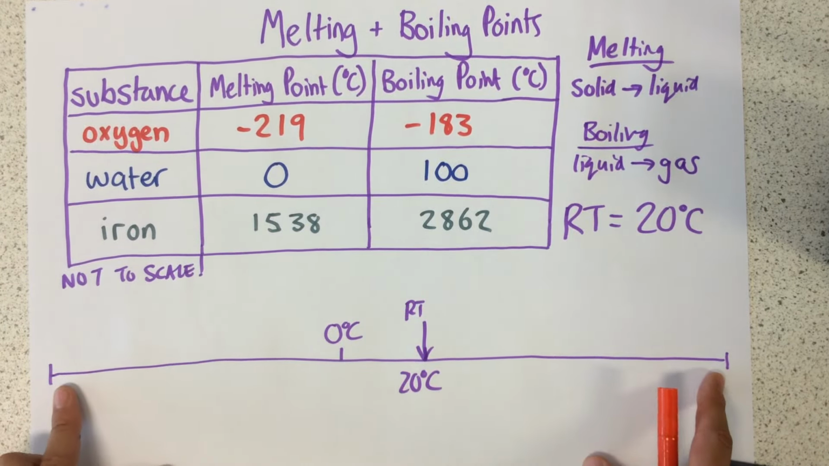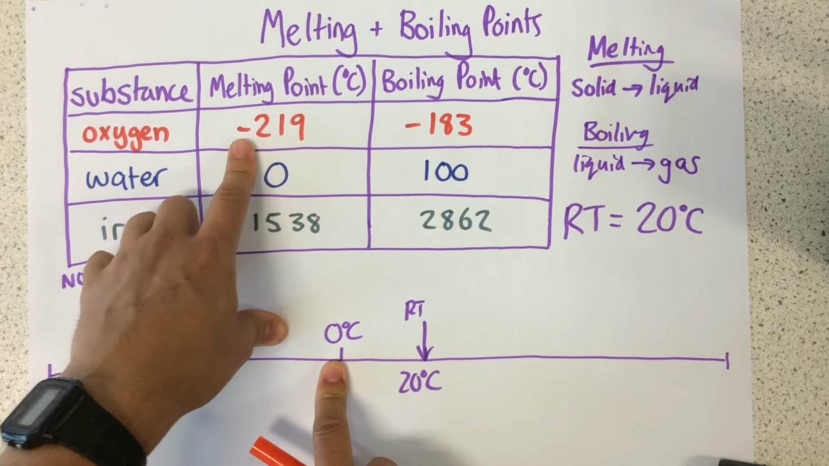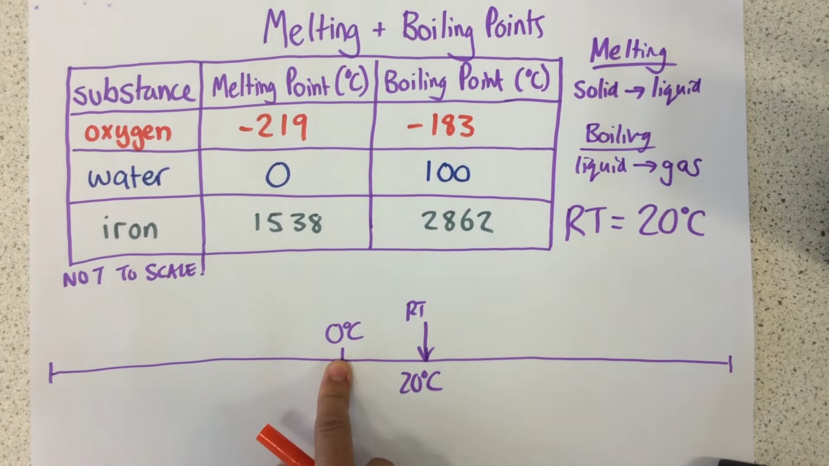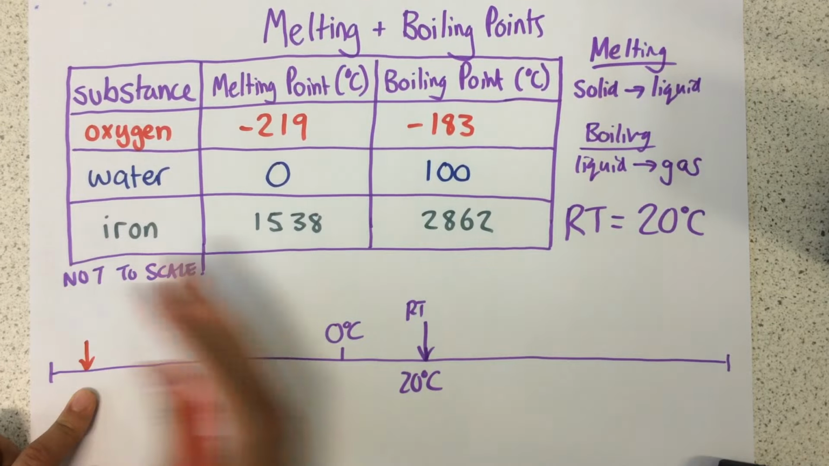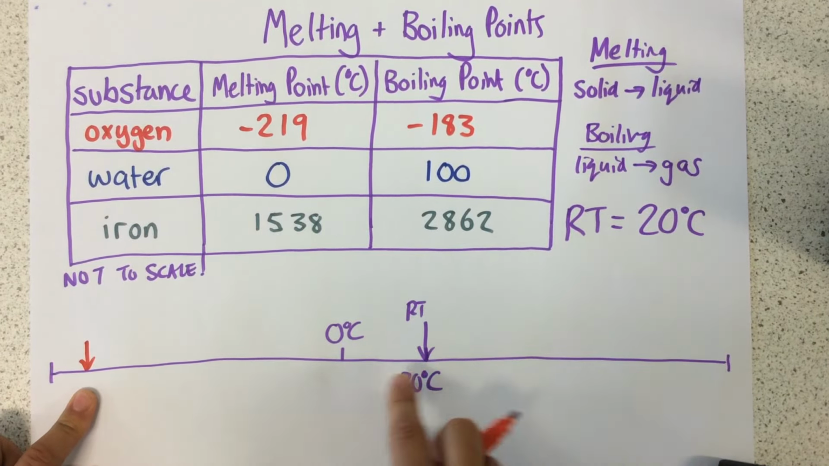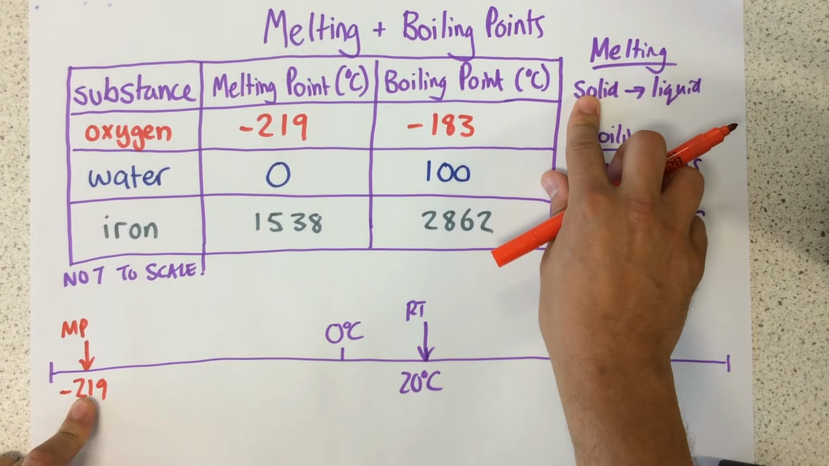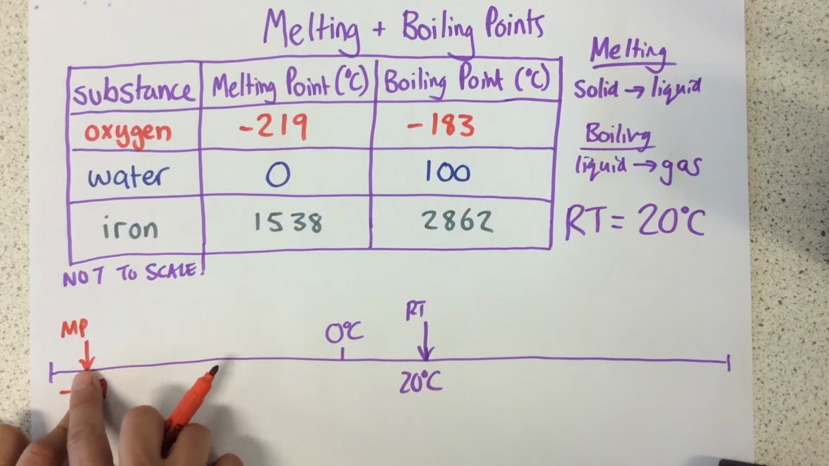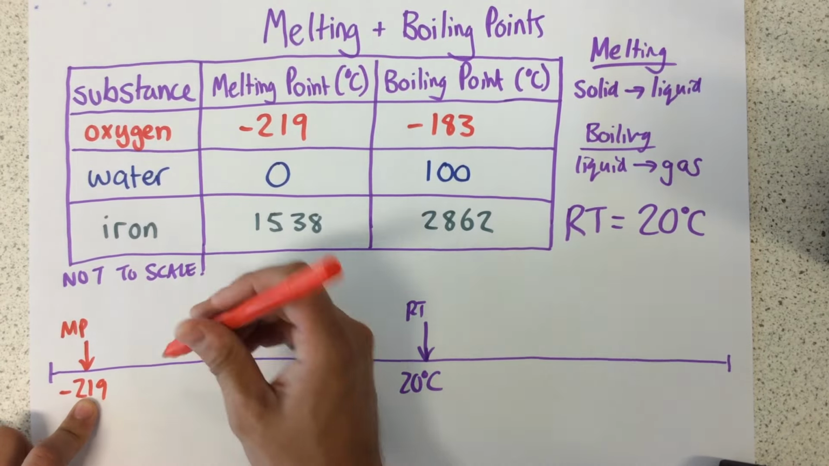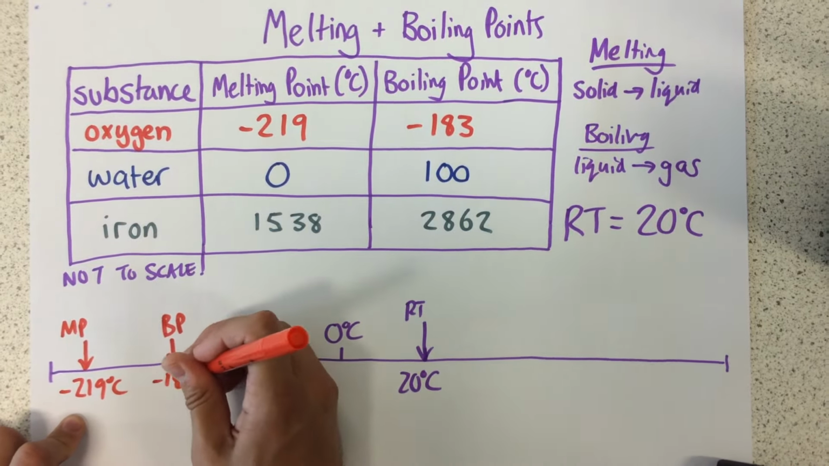So here's my temperature scale, here's my room temperature, here's 0. The melting point of oxygen is much less than 0, because it has a minus number. So it's all the way down here. Again, remember it's not to scale, this is just getting the idea in relation to 0 and our room temperature. My melting point is minus 219 degrees C. That's the amount of energy required to turn solid oxygen into liquid oxygen. Its boiling point is a little bit less cold. It's still a minus number, so it's not above 0. So it's going to be somewhere like this. There's the boiling point of oxygen, which is minus 183 degrees C.